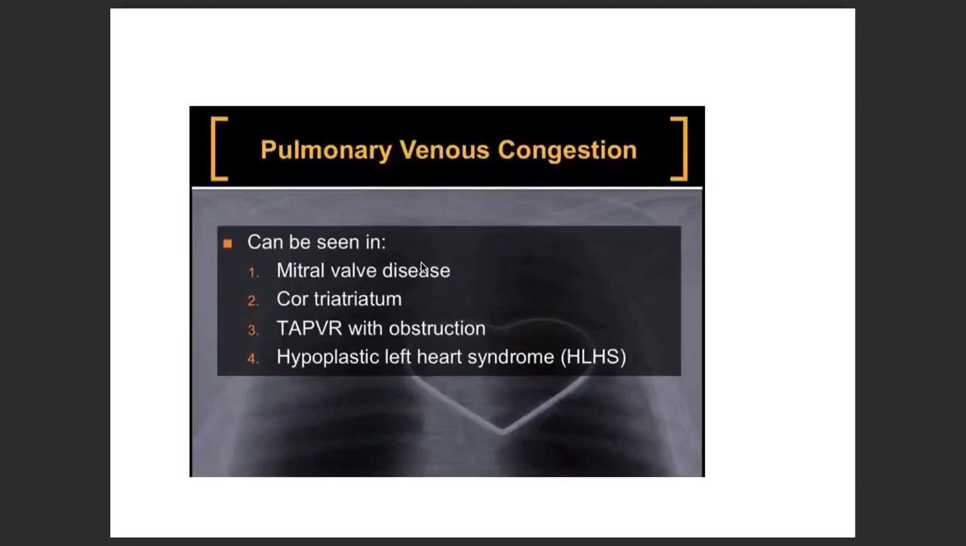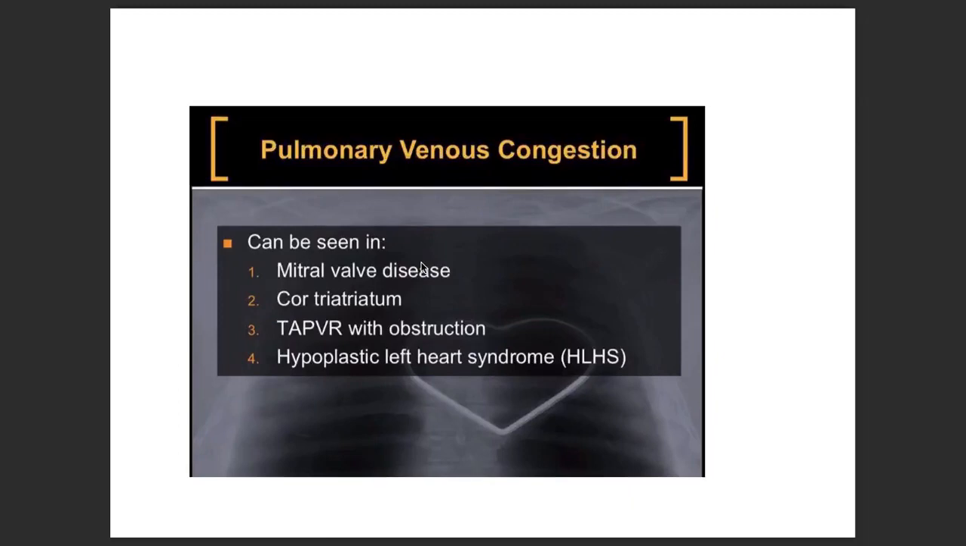Then comes pulmonary venous congestion. It is a common thing a lot of times, especially in the emergency. A patient is going to come with pulmonary venous congestion. So where do you see it? We already showed you some of the examples, like mitral valve disease, cor triatriatum. So this is more of a tongue twister word, huh? And the TAPVR with obstruction, otherwise also hypoplastic left heart syndrome, you can see.